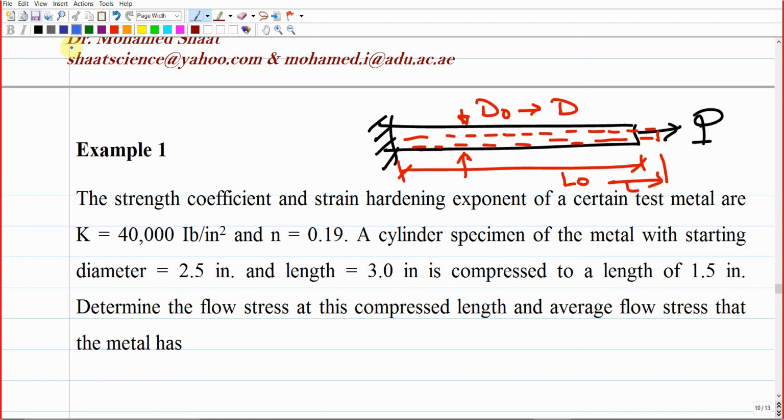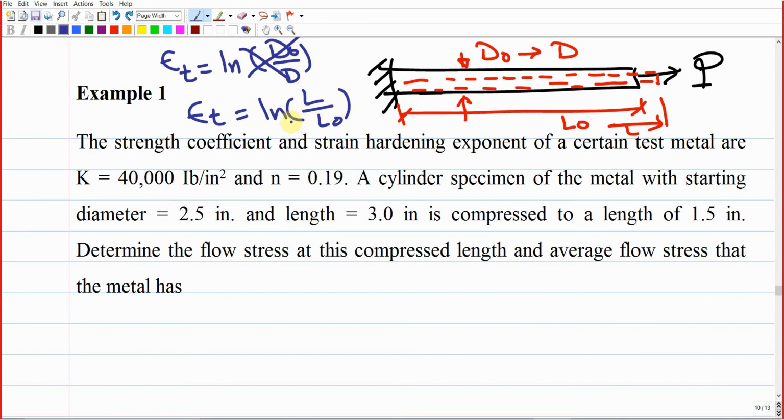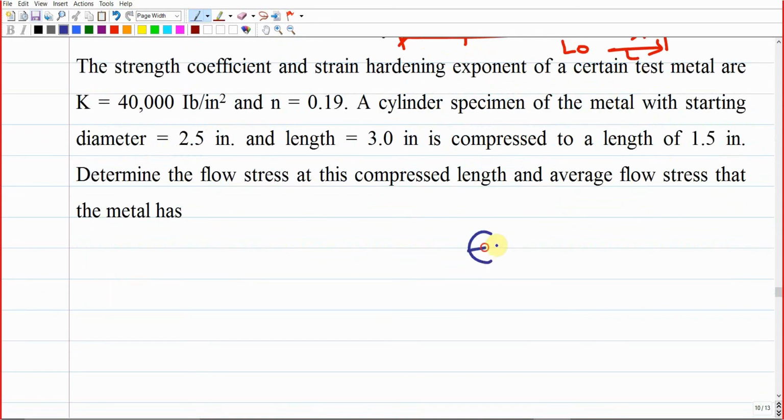So the question is, is it possible to define the true strain as ln D over D0 or D0 over D? For the tensile test bar, no, it is not possible. Why? Because if you remember, we defined the true strain as ln L over L0. If the volume is constant, let me write this one down here. If the volume is constant, epsilon T, as we define it, should be ln L over L0, right?